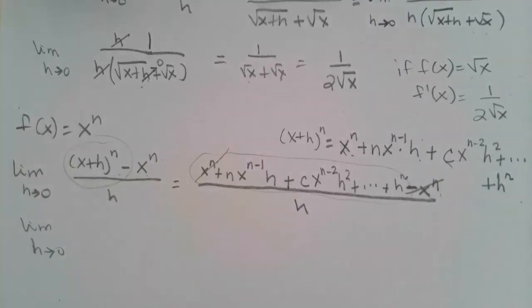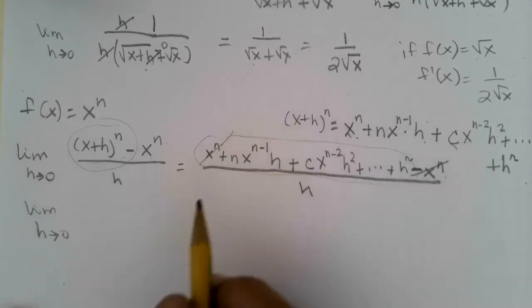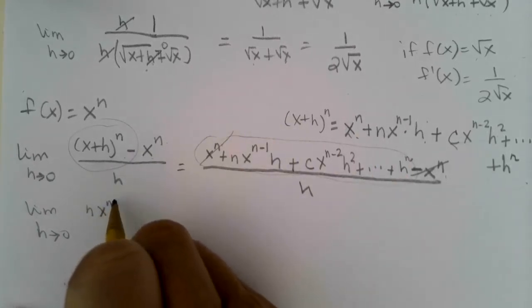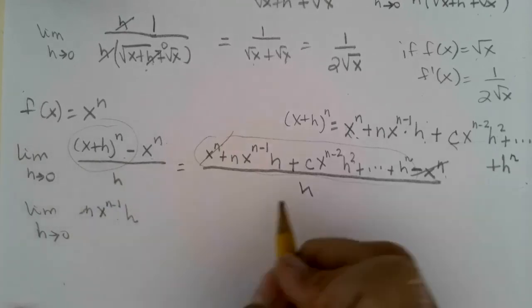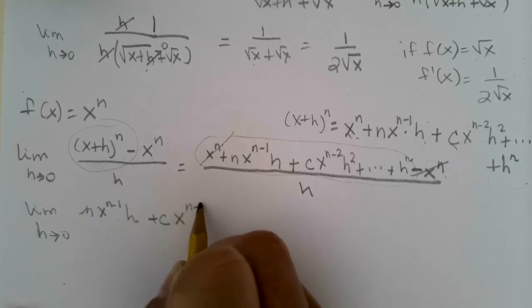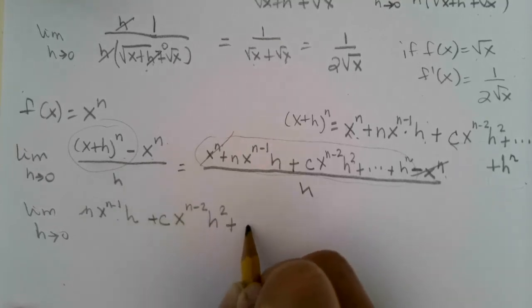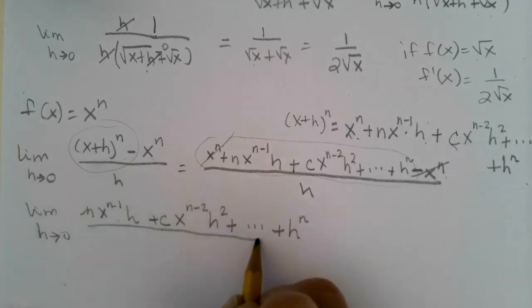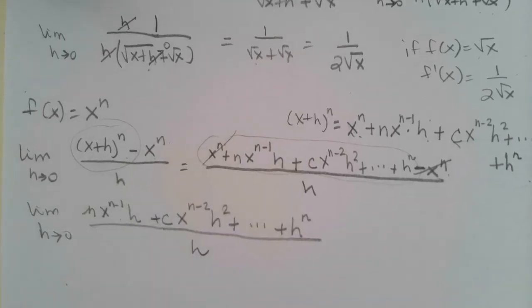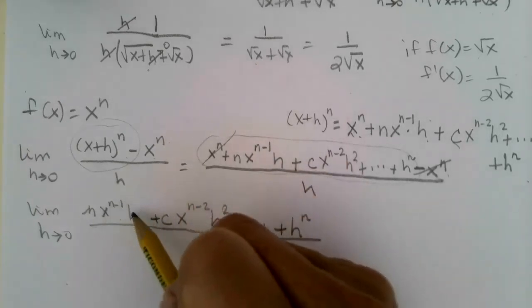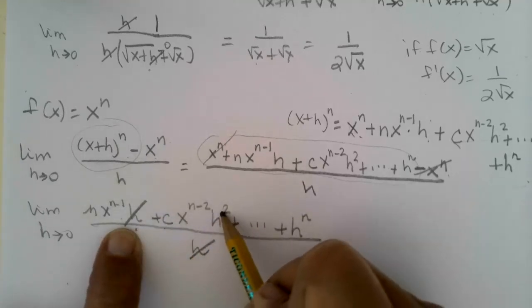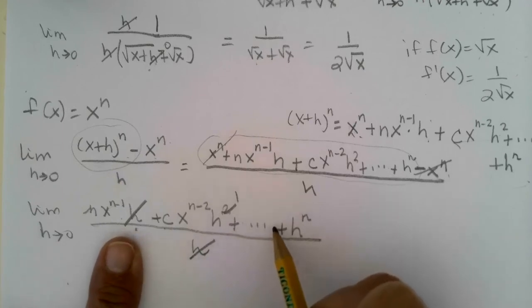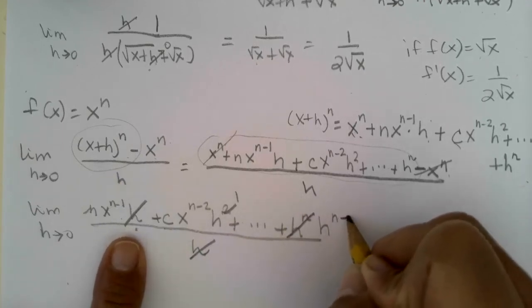Limit as h goes to 0. Who's left up on the top? I have n x to the n minus 1 times h plus c x to the n minus 2 h squared plus all those other terms with h's in them plus my final term, h to the n, and that's divided by h. Every term in the top has an h to donate to cancel with this h in the bottom. So I can cancel the h in the bottom, and it gets rid of the h from my first term. Every other term is still going to have an h in it, and that last one will be h to the n minus 1.